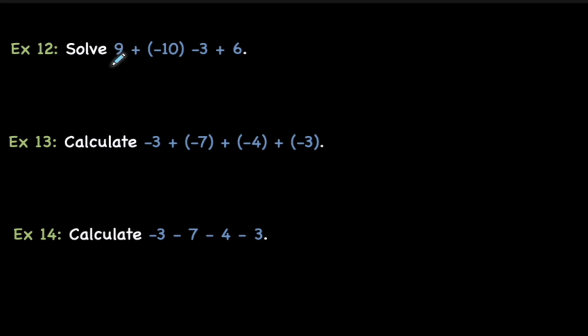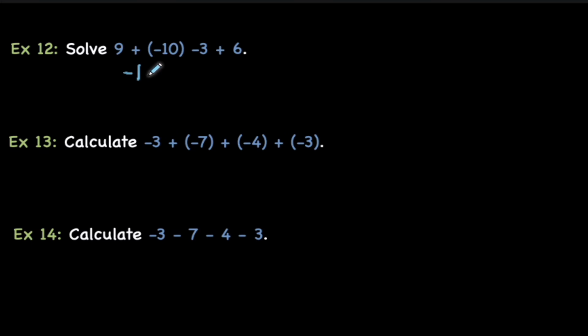So just work with this step by step, okay? So we have 9 plus negative 10. Start from there. So we have a positive number. We also have a negative number. Subtract as usual. 10 minus 9 is 1. But it's not just 1, it's negative 1 because the value 10 is larger than 9. And notice that the value 10 has a negative sign, okay?